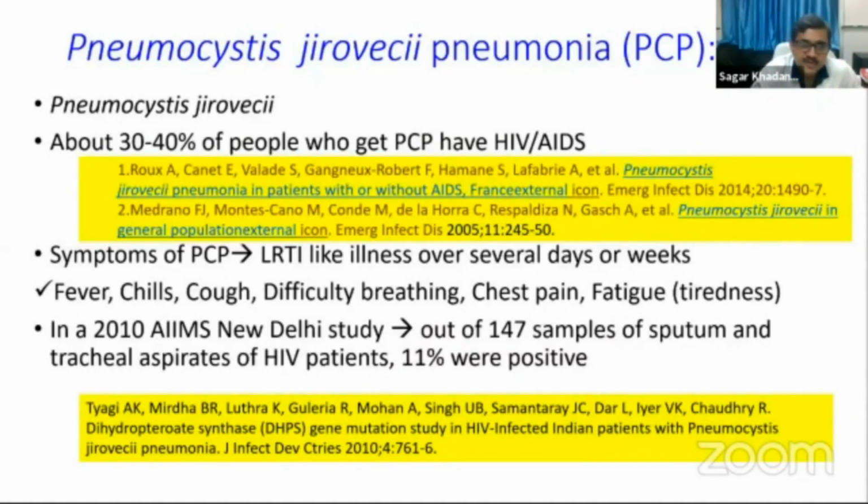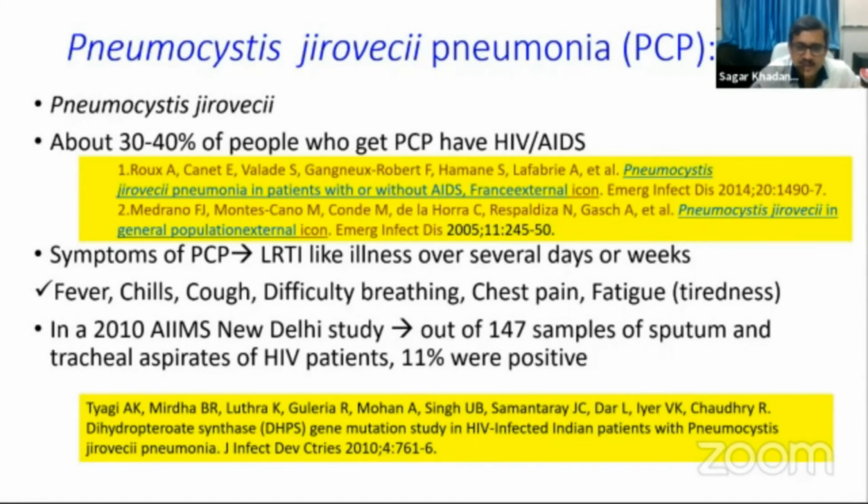Coming to Pneumocystis jirovecii, which was earlier called Pneumocystis carinii, the pneumonia is still called PCP, Pneumocystis carinii pneumonia or Pneumocystis jirovecii pneumonia. About 30 to 40% of people who get PCP have HIV and AIDS. So do not have a notion that PCP only occurs in HIV/AIDS patients. Probably we are not aware that PCP can also involve non-HIV patients who are compromised.